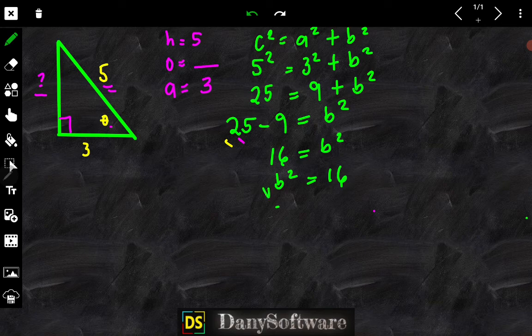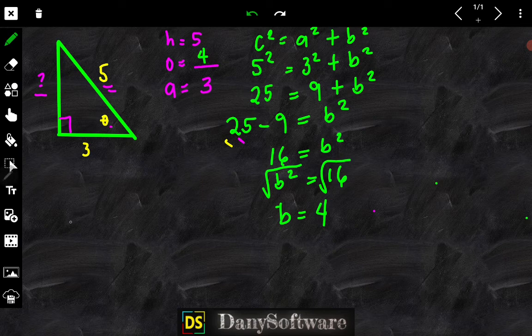Okay, now let us find the square root. Square root of b squared is b, and square root of 16 is equals to 4. Okay, so therefore, ang O natin is 4. So, ang opposite natin is equals to 4. Now, let us now find the six trigonometric functions.